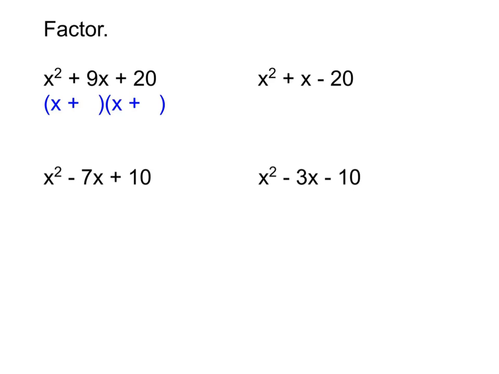Then I can just think through, okay, what are all the different ways that I can multiply to 20? 1 and 20, that adds to 21, so that's not it. 2 and 10, that adds to 12, so that's not it, although I'm getting closer. 3 doesn't go into 20, so I'm not going to worry about it. 4 times 5, which adds to 9, so I found my combination. And again, it doesn't matter if you write it as x plus 5, x plus 4, or if you write it as x plus 4, x plus 5.